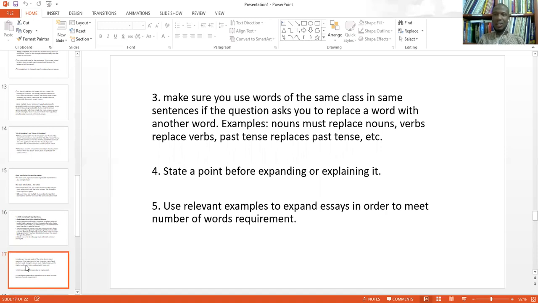Words are of different classes: nouns, verbs, adjectives, and so on and so forth. So the point here is that if you are required to replace a noun, you must make sure the word you are using to replace the noun is also a noun. For example, someone went to the market and bought something, and you have to replace the word bought. So one of the words that can be used to replace the word buy is purchase.